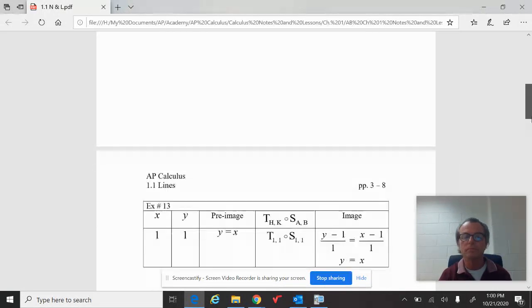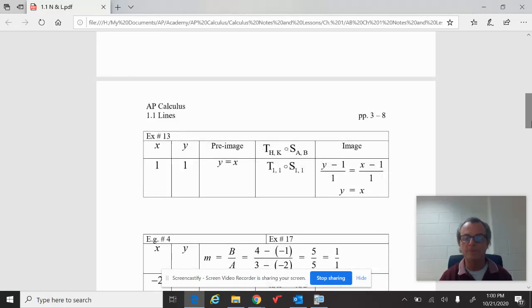Okay, so for 13, it wasn't really a helpful problem because they're asking you to find the equation of a line that has a slope of 1 and goes through (1, 1). Well, that's kind of silly because the pre-image y equals x goes through the origin. It also goes through (1, 1). Well, in terms of the transformation, the slide is 1 to the right, up 1, following a scale change of magnitude 1, 1.